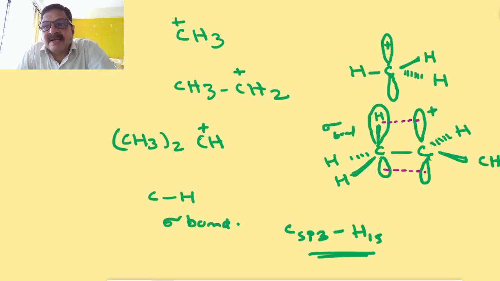So, as the number of alkyl groups keeps on increasing, the positive charge can be spread over a larger volume compared to the methyl carbocation. Therefore, the stability of the carbocation increases as the number of alkyl groups keeps on increasing. This is one way of explaining this.